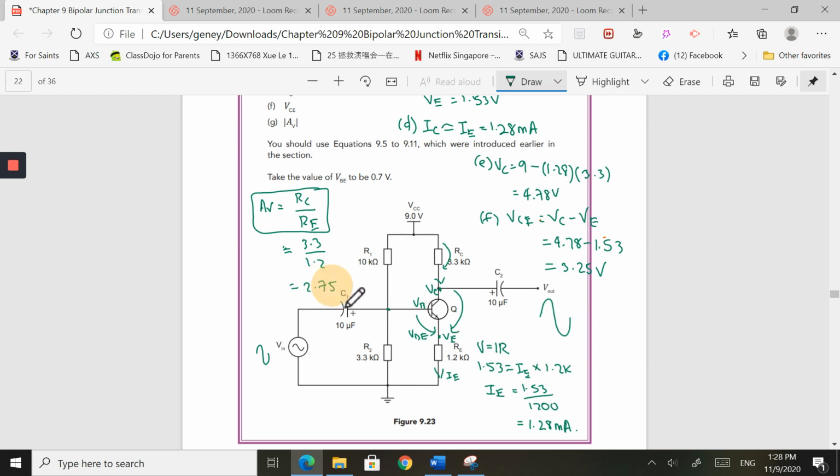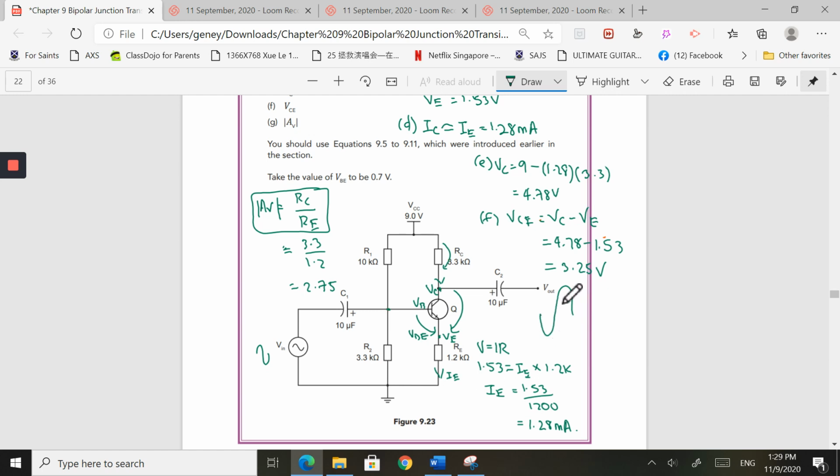And why do we have the absolute sign here? Technically, the output will be 180 degrees out of phase. If you use the oscilloscope, I will end up with a signal that looks like this. It is 180 degrees out of phase, but it doesn't matter. Some of you will be going, whoa, why? How did this happen? Does not matter.